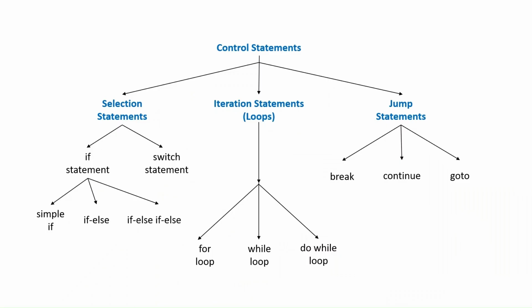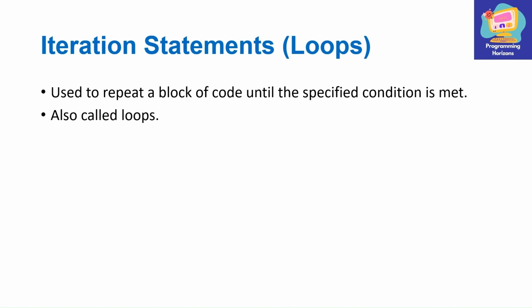In the previous video, we had seen selection statements, which are a type of control statements that help us make decisions in the program. Now, in this video, we will learn about the second type of control statements, which are also called iteration statements or loops. Iteration statements, also called loops, are used to execute a group of instructions repetitively until the specified condition is met.